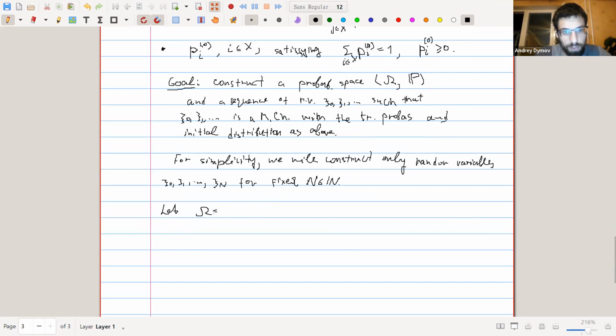Let us take for omega the following set. It will consist, as usual, of omega small, and each omega small is just a sequence I zero and so on up to I n, and these I j are elements from X. So for an elementary event, I will consider a sequence, I mean, my path from time zero to time n, actually.